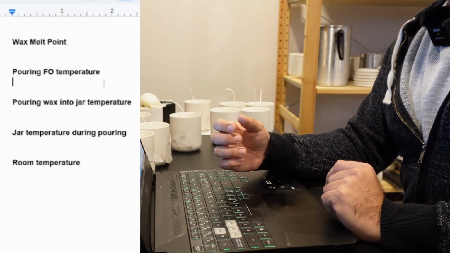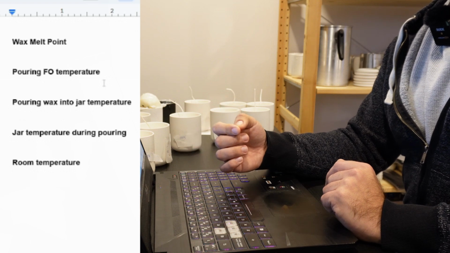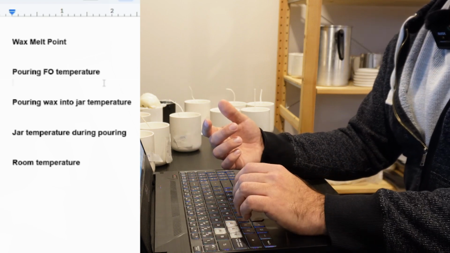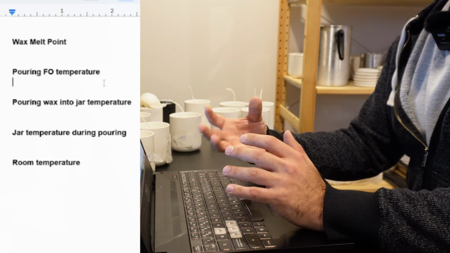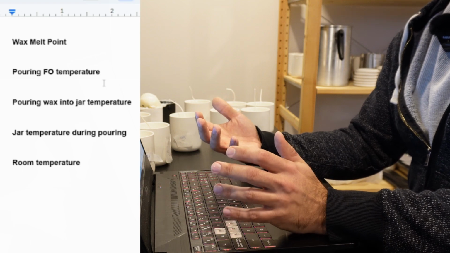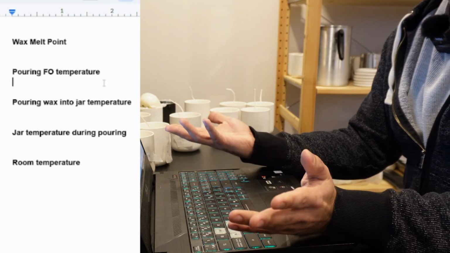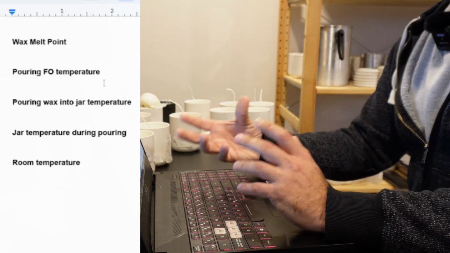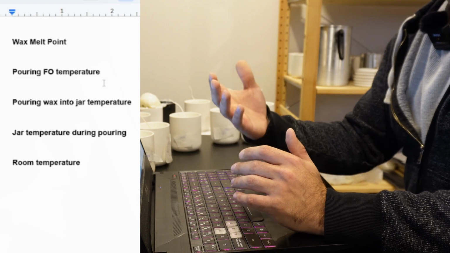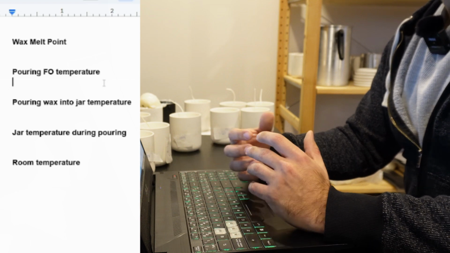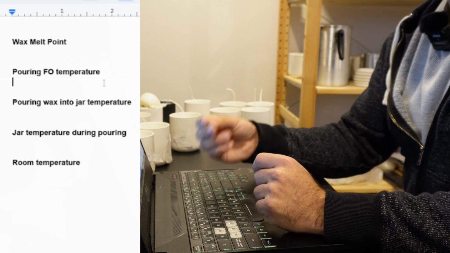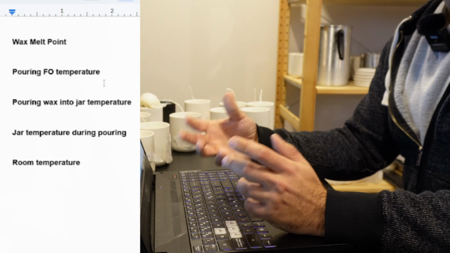Next, we have the pouring fragrance oil temperature. Now, this is something that I have heard different opinions on. Usually you will hear that you have to heat up the wax to 180 and pour the FO right away. Or I've seen people make it work with pouring the FO at 120, some at 150. Googling what the optimal FO pouring temperature is, you will get so many different opinions and answers. So really, simply just keep this in mind, what you did here, and see what comes of it.